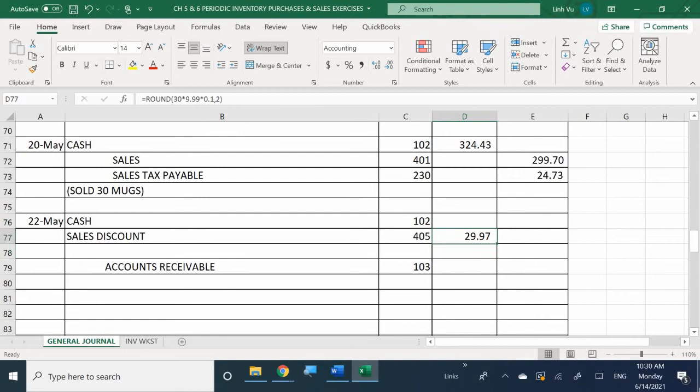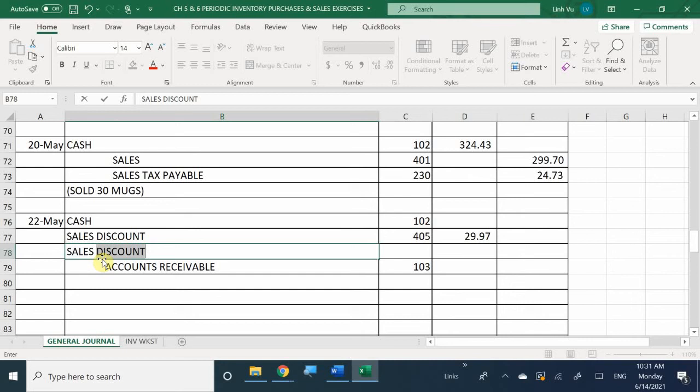297. Wait, is that 10%? $29.97. Okay. All right. Now, because we're discounting $29.97, what else are we subject to have to return as well? The tax? You have to return the sales tax. That is correct.